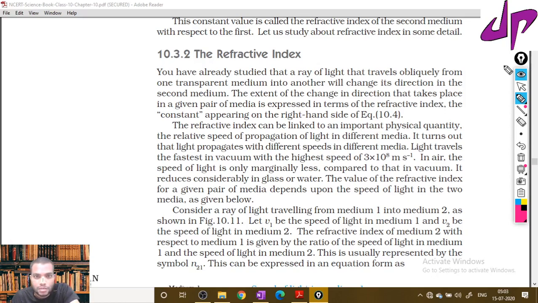Hi guys, today I would like to discuss the refractive index. So what is refractive index?